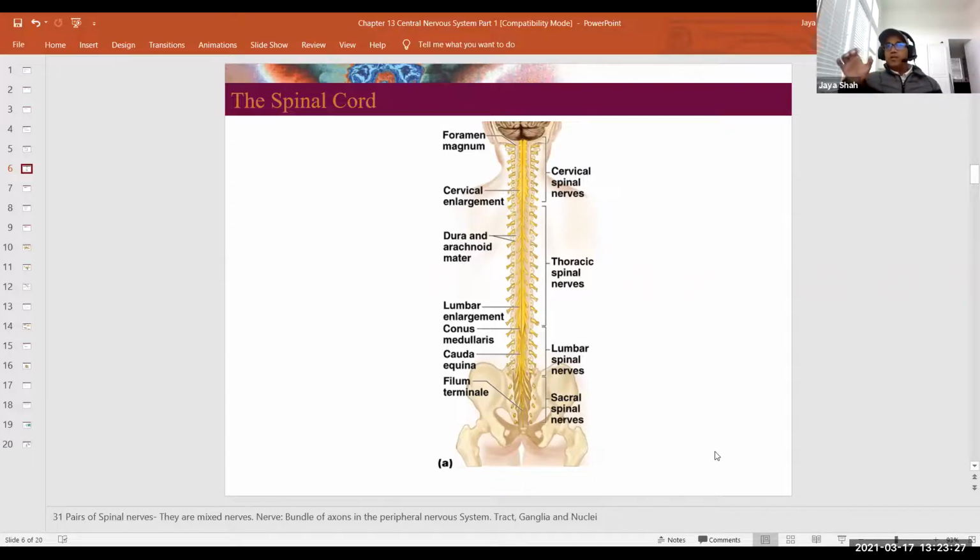And if you have a similar bundle of axons inside the spinal cord, inside the brain, then we call them a tract. Ascending tract, descending tract, and other tracts in the brain. Okay? Whereas a group of neuron cell bodies, soma, in the brain or spinal cord are called nuclei, and they are called ganglia in the peripheral nervous system. We have done that in the first lecture too, I believe.